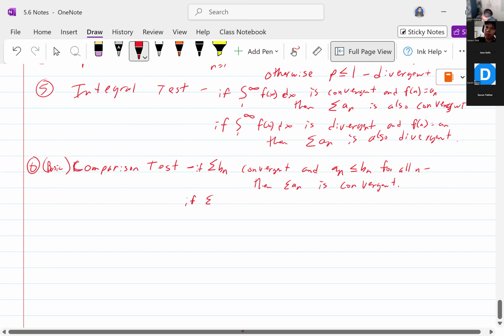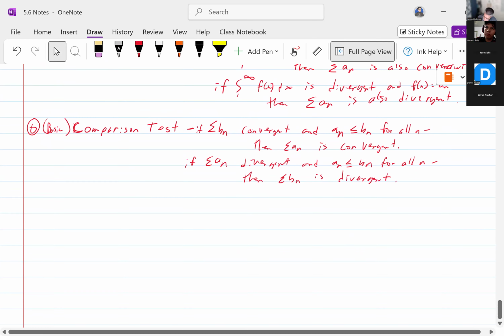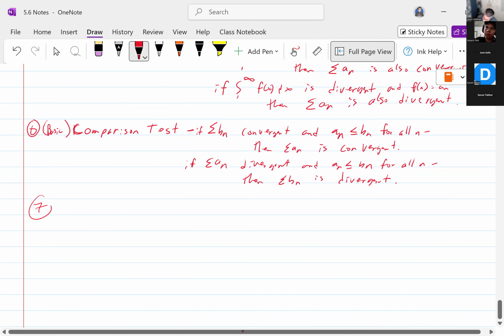If the summation of a sub n is divergent, and a sub n is less than or equal to b sub n for all n, then the summation of b sub n is divergent. Okay, that's the basic comparison test. Number 7 is the limit comparison test.